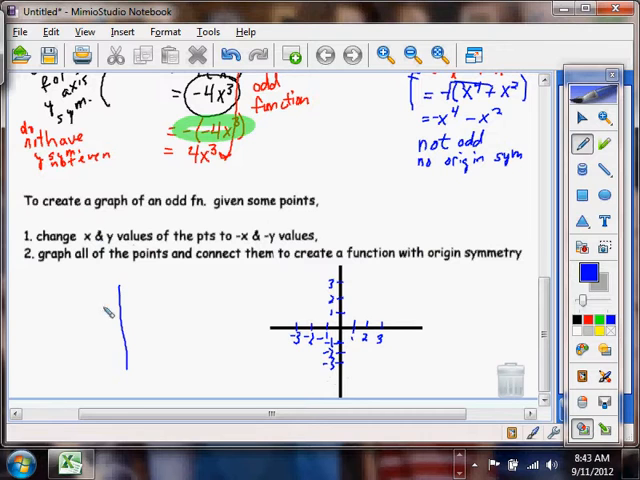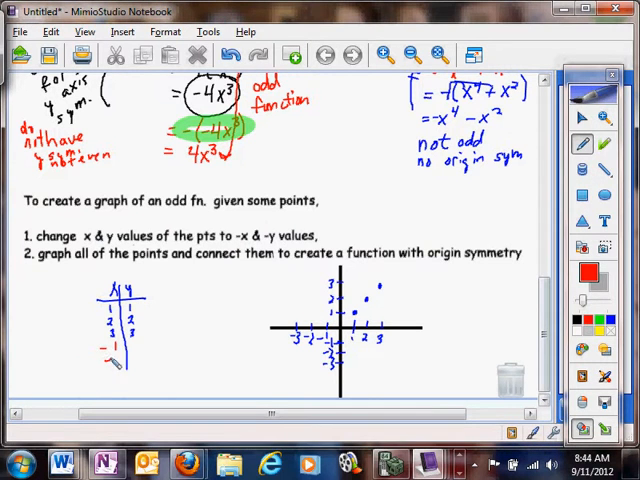if I start off with my x and y values, and again, let's say I have 1, 2, and 3 for x, and 1, 2, and 3 for y. When I plot those, I get 1, 1, 2, 2, and 3, 3. Now what I want to do is change both the x's and the y's to negatives and plot those. Negative 1, 1, negative 2, 2, and negative 3, 3.